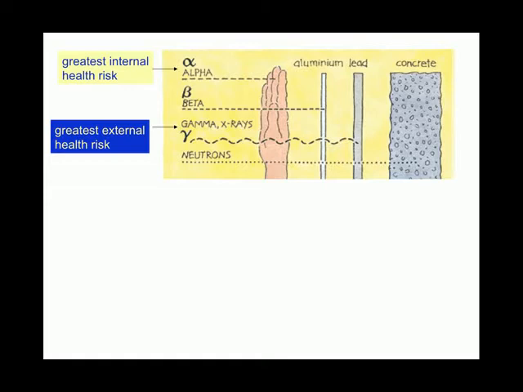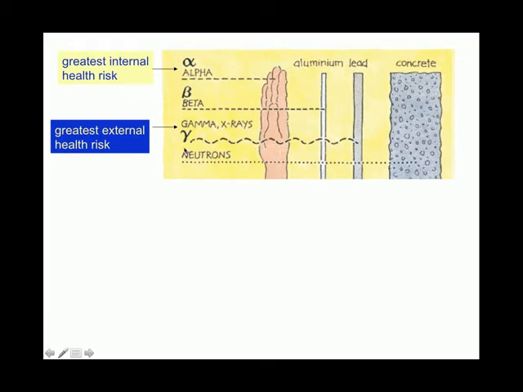Now, externally, alpha particles can't really penetrate the skin. So if that radioactive substance is outside of you and it's releasing alpha particles, there's no danger. Beta particles, on the other hand, can penetrate the skin up to a few millimeters and cause skin cancers, but they can be stopped by aluminum foil, as you can see here. Gamma rays and X-rays can penetrate the skin, and they can only be stopped by lead. They can cause all sorts of havoc.